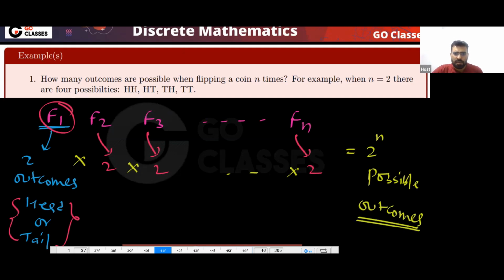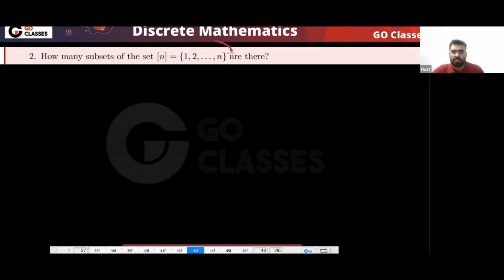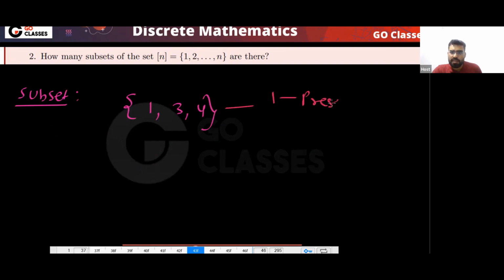So quite simple. Let's see the next. How many subsets of this set are there? For this set, how many subsets do we have? If you have a set like this, then how many subsets can you create? Now see, whatever subset you create, consider this subset. Like for example, let's consider this subset. Can you notice what is happening in this subset? In this subset, I can say 1 is present. 2 is absent. 3 is present. 4 is present.